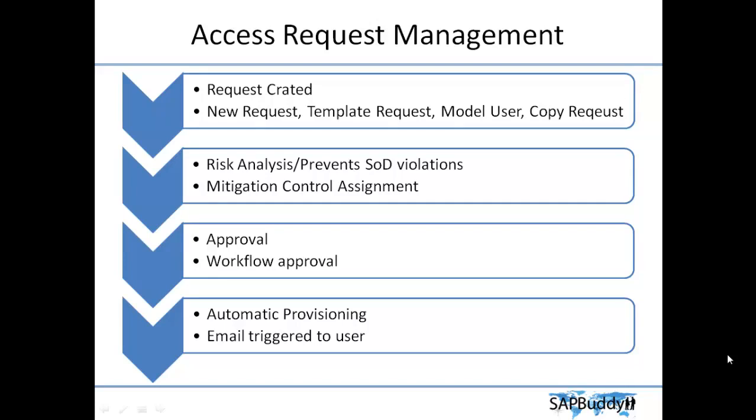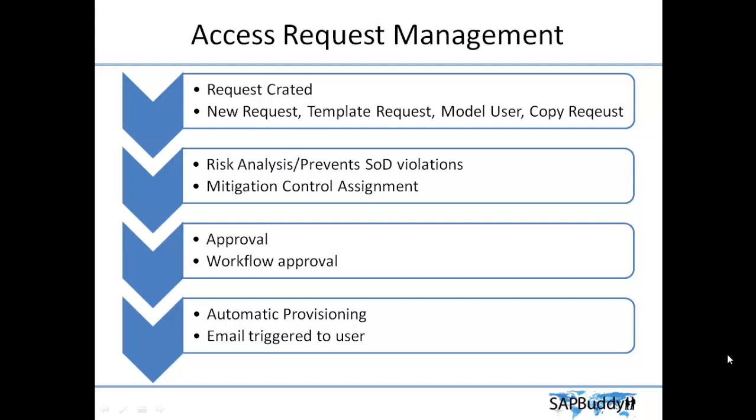These are all the steps during access request management. You will create a request. Initially, the request can be of different types. It can be a new request, or it can be based on some template. You can have your own template and create a request based on the template. That means you have some standard values which you need to repeat in all the requests, so you can create a template.